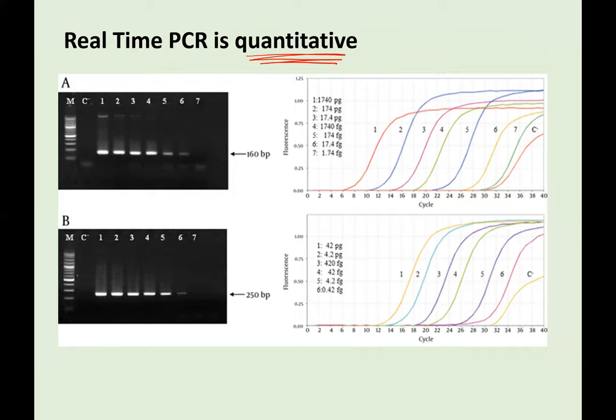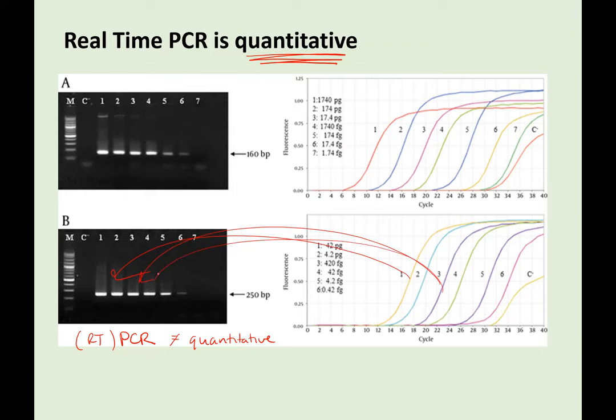Doing it with just regular PCR, you can tell it's very hard to see the differences, right? So PCR is no longer considered quantitative, not even RT-PCR. Even if you took samples out and ran them on your gel at every time, it's just not accurate.